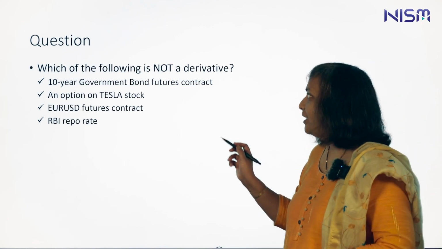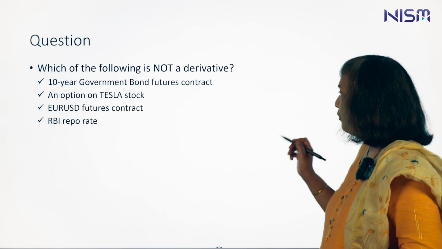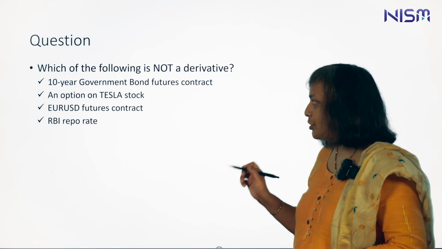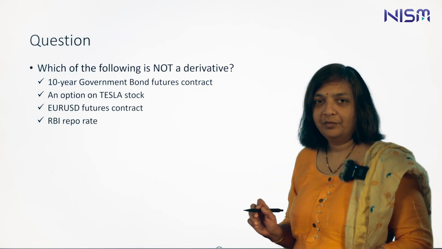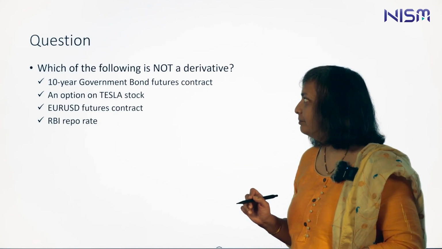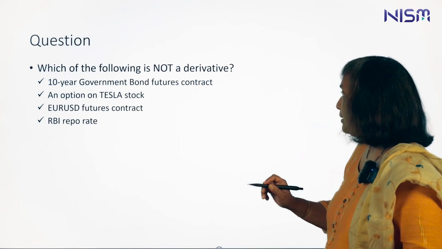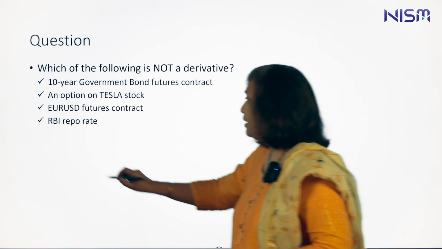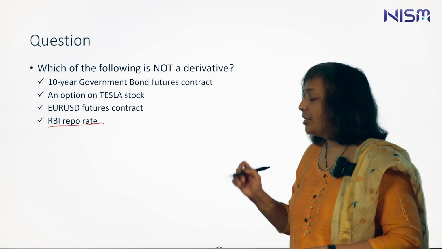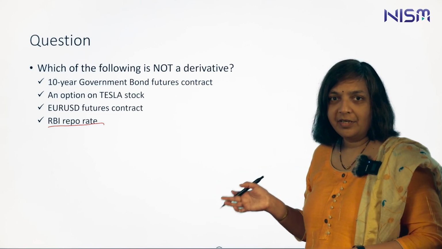Before we move ahead, a quick question for you. Which of the following is not a derivative? A 10-year government bond futures contract, an option on Tesla shares, the Euro USD futures contract, or the RBI repo rate. Before we move on, just take a couple of seconds and think about this. So, which of the following is not a derivative? It's the RBI repo rate. All the other three are futures and options contracts which are based on some underlying asset. But the RBI repo rate is what it is. It is an interest rate. It's not a derivative.